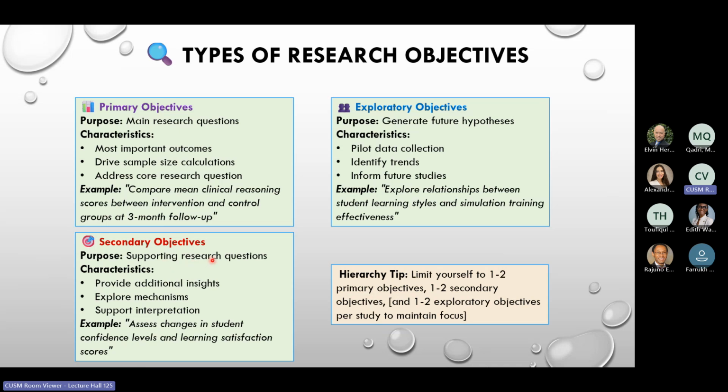Supporting research questions can be included here. They can provide additional insights. They can explore other mechanisms that you want to investigate, and they can also support your interpretation, especially on data that helps you answer your research question. But these are not the primary objectives. If you get your primary objectives answered or completed, the secondary ones are next.